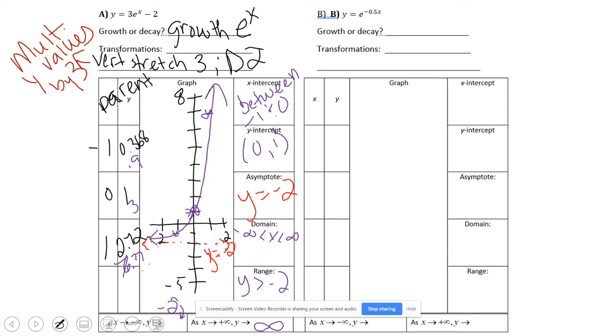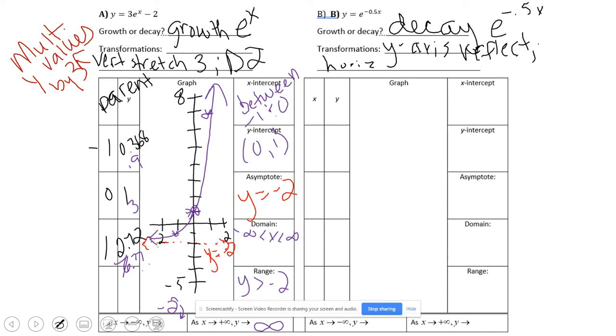All right, letter B. This is going to be decay because e is to a -1/2 x, so that negative makes it decay. This has a y-axis reflection and a horizontal stretch. We're not going to worry too much about the horizontal stretches. So I'm going to stop with that on this one.